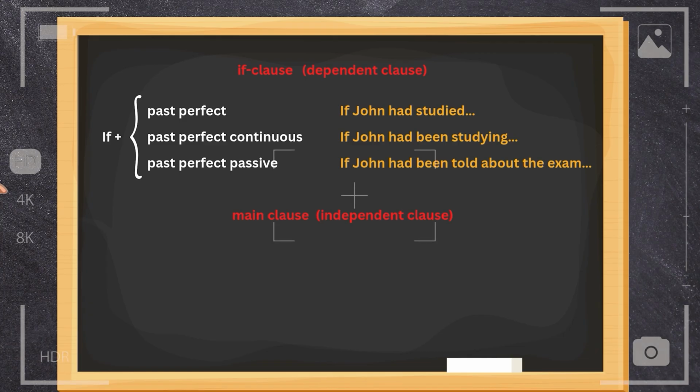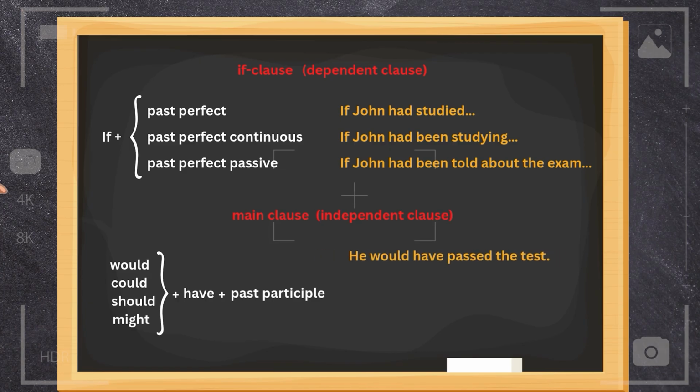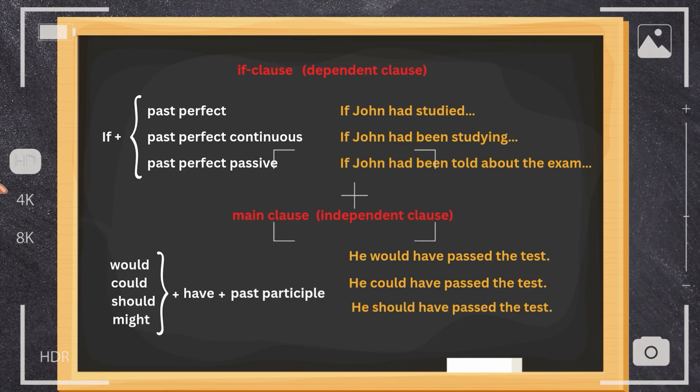In the main clause, we use would, could, should, might, plus have, plus past participle. For example, he would have passed the test. He could have passed the test. He should have passed the test. He might have passed the test.